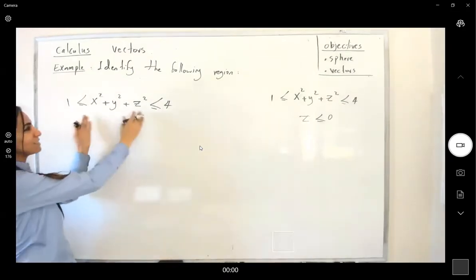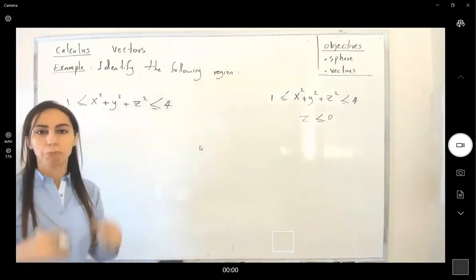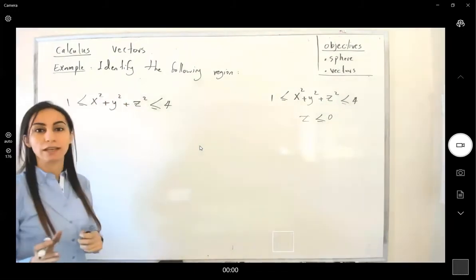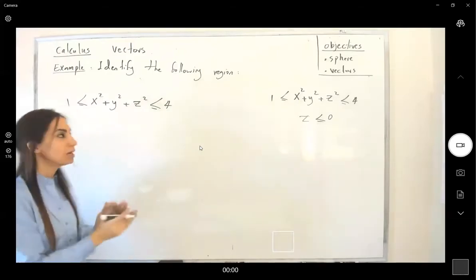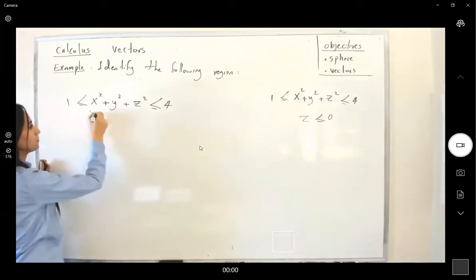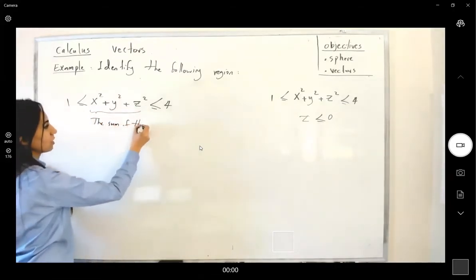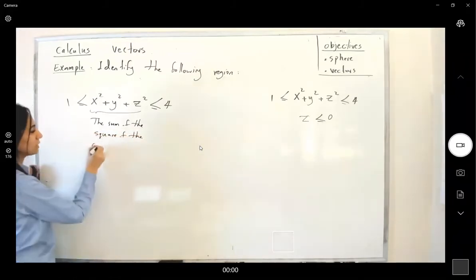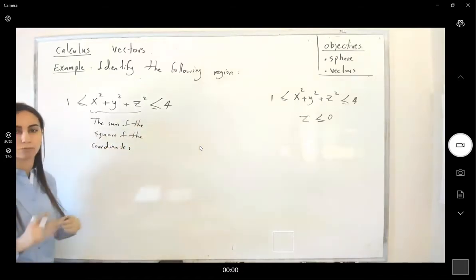So what is this inequality? This inequality says if you have a point in the space and you raise its coordinates to the second power and add them all together, that sum must be in between 1 and 4 inclusive. So the sum of the squares of the coordinates is in between 1 and 4.